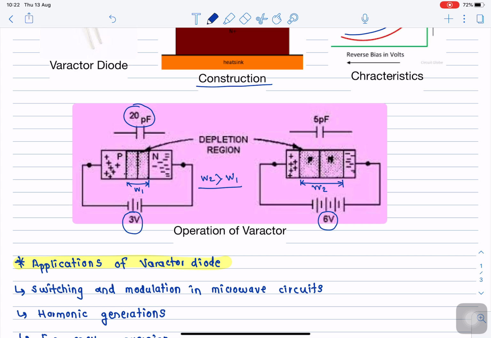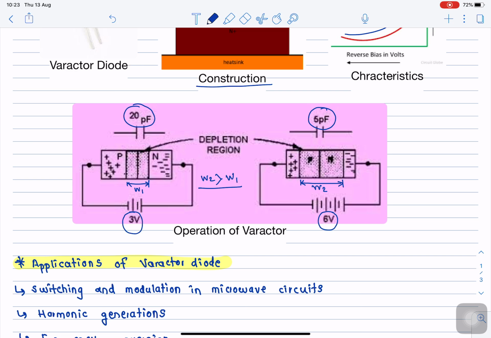So in the second case, the distance between the plates is increased, so the capacitance value will fall to around 5 picofarad. Earlier it was 20 picofarad, and when I increase the reverse bias, the junction width will increase, which will increase the capacitor plate separation, and when the distance increases, the capacitance falls from 20 picofarad to 5 picofarad, right? So this is how we can achieve variation in the capacitance.